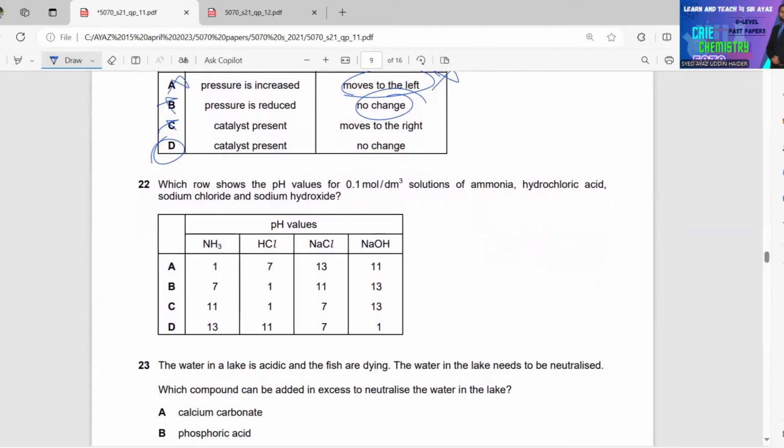22. Which row shows the pH values of 0.1 mole per dm cube solutions of ammonia, hydrochloric acid, sodium chloride, sodium hydroxide? Ammonia is a weak alkali.